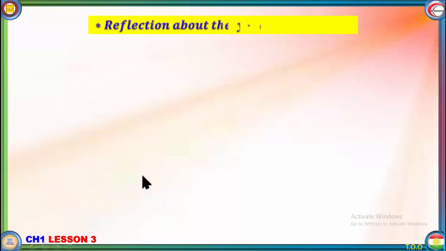Another transformation is reflection about the y-axis. The original function y equals f(x) becomes y equals f of minus x. As you can see here, the sign of x is changed.